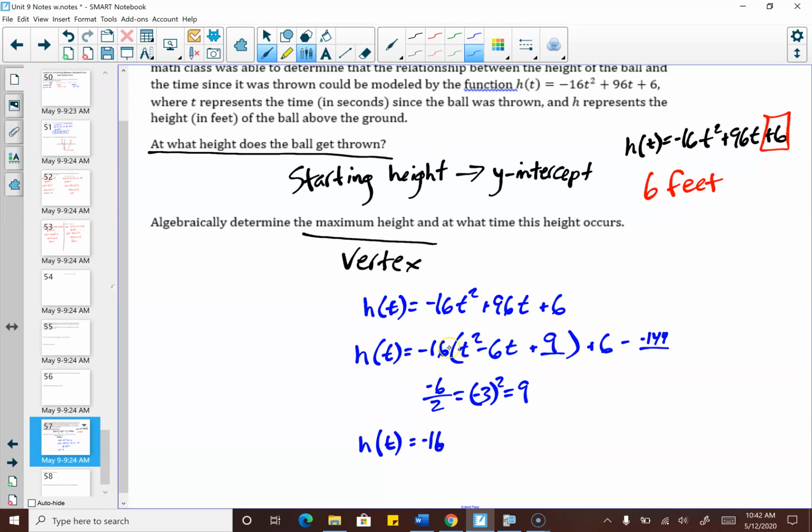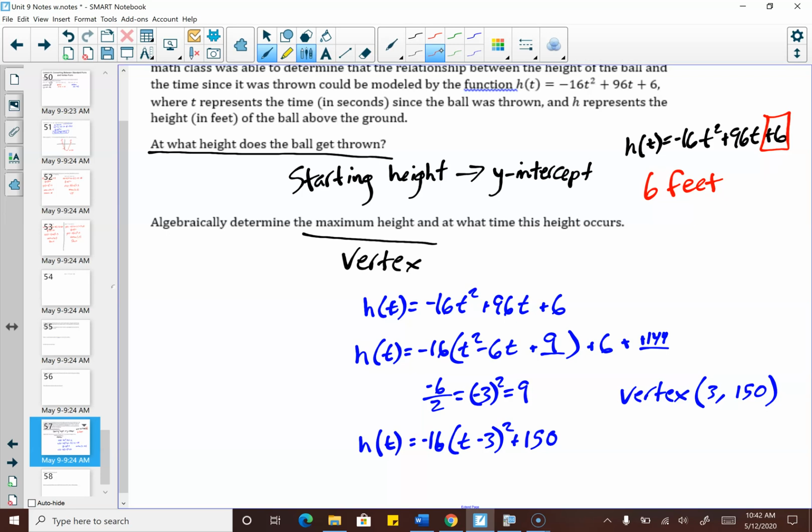What does this factor into? This becomes (t − 3)². And then if we have a positive 6 minus a negative, so minus minus becomes plus plus. So really we have 6 plus 144 gives us 150. So now our vertex is going to be positive 3, positive 150, right? Opposite of what's in the parentheses, same as on the outside. So we found our vertex.